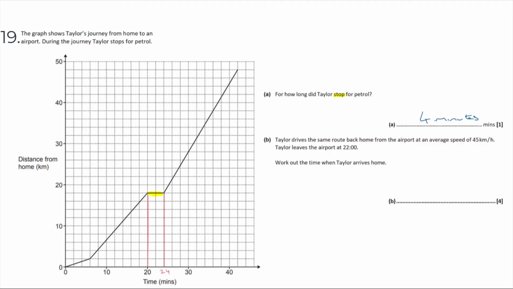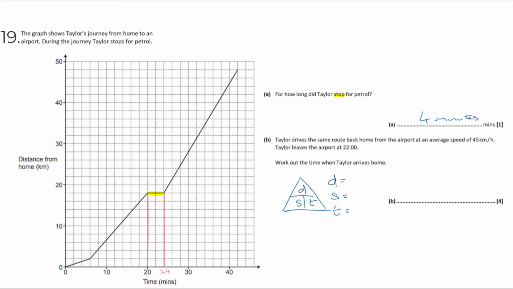Taylor drives the same route back home from the airport at an average speed of 45 kilometers per hour. Taylor leaves the airport at 10 in the evening, 2200 hours. Work out the time that Taylor arrives home. Okay, so I'm going to draw another triangle for this one. This time we've got distance, speed, time. Distance, speed, time.